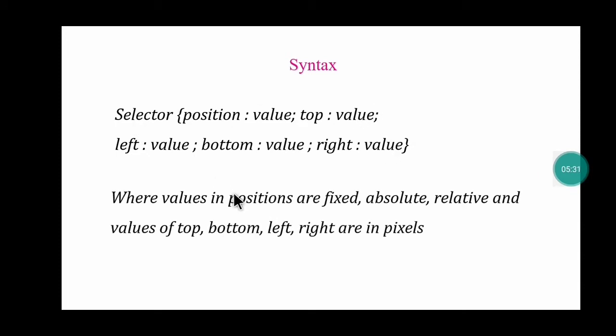The values for position are fixed, absolute, relative, and the values of top, bottom, left, right are in pixels. So here the positionings are fixed, absolute, relative, and the values are top, bottom, left, right. These are the values that you are going to define in pixels.